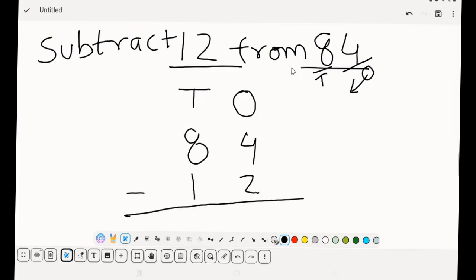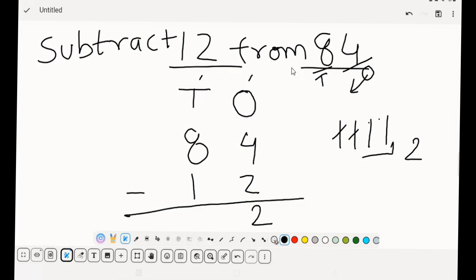Then simply we will subtract. How will we do this? We have to subtract 2 from 4 because we have to subtract the ones group first. This is the ones group. This is the tens group. We have to draw 4 lines because we need to subtract 2 from 4. Then we have to cut 2 lines, 1 and 2. So how many are there? Then there are 2 lines. So the answer of subtraction from the ones group is 2. So we'll write 2 here.